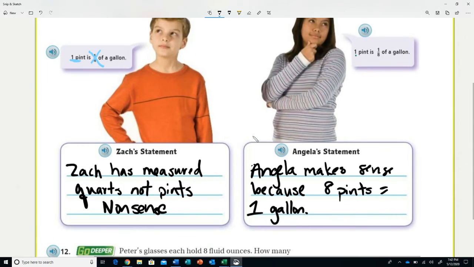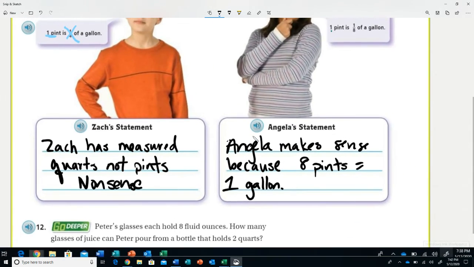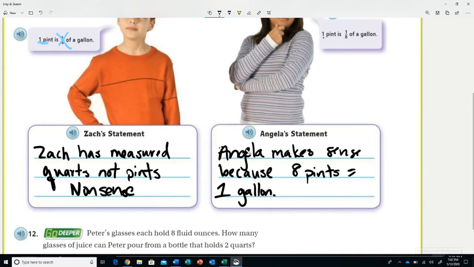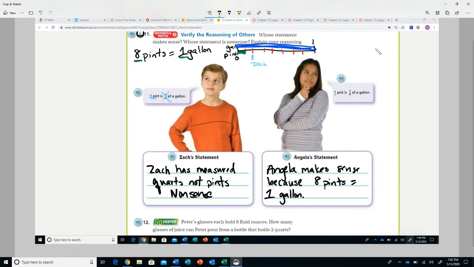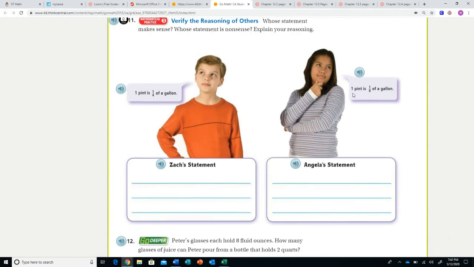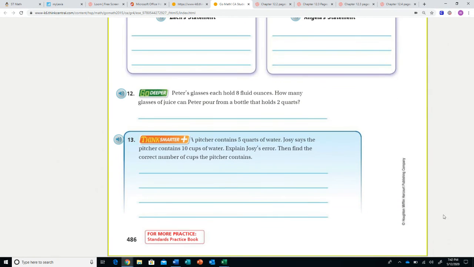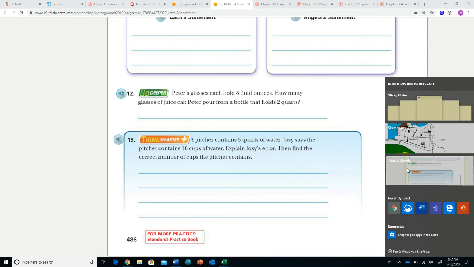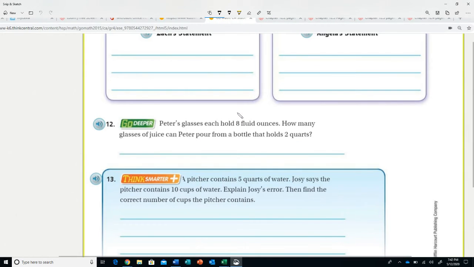Stylus, not always the neatest way to write. It says, go deeper. Peter's glasses each hold 8 fluid ounces. How many glasses of juice can Peter pour from a bottle that holds 2 quarts? Oh, that's a completely different question. All right, so we are done with the sense and nonsense question. Let's take a look at the bottom 2. Peter's glasses each hold 8 fluid ounces. How many glasses of juice can he pour from 2 quarts?